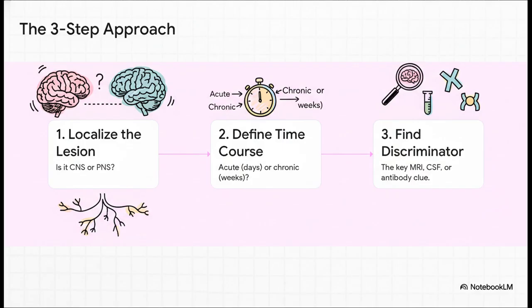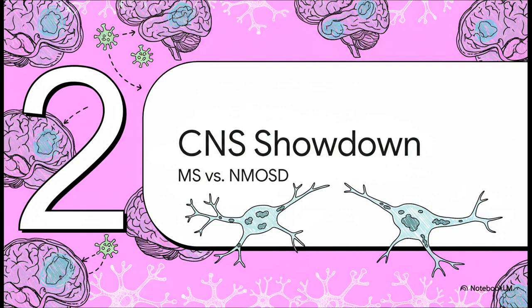And finally, the fun part. What's the one unique clue that cracks the case? Is it an antibody, a specific MRI finding, a weird CSF result? That's your key discriminator. Let's put it to work. All right, let's apply our framework, starting with the central nervous system. And we've got to begin with 2 of the biggest mimics on any neurology exam: multiple sclerosis and NMOSD.